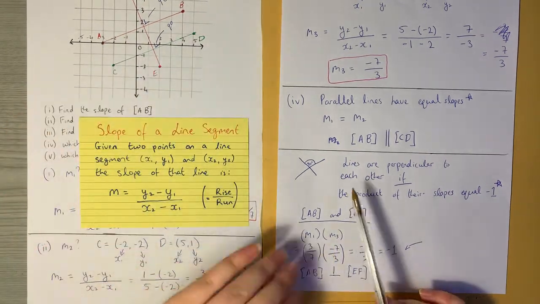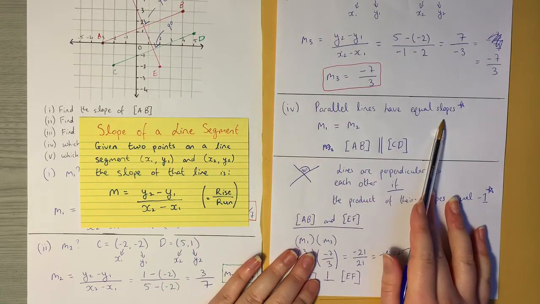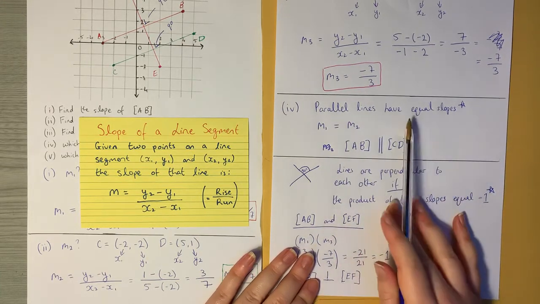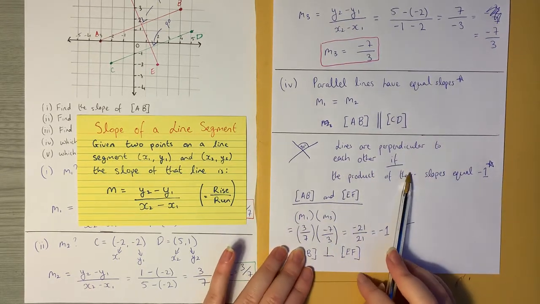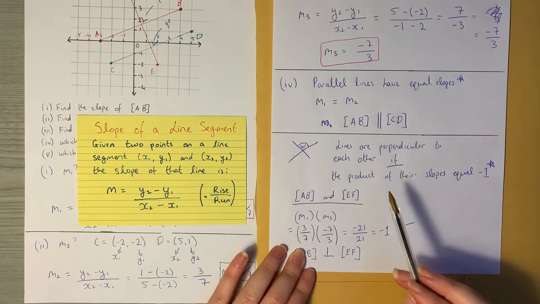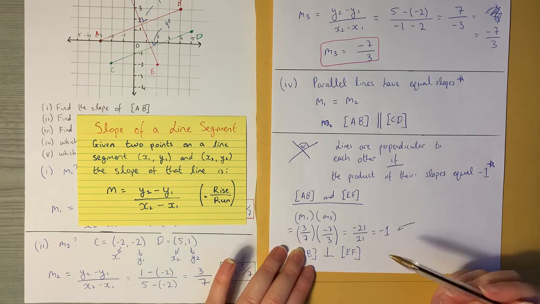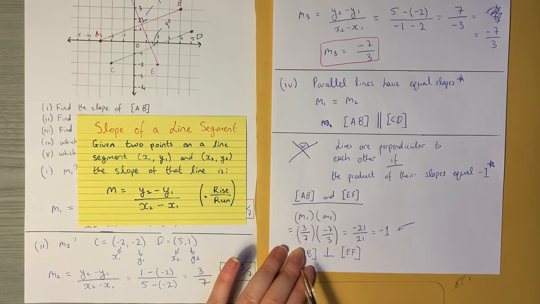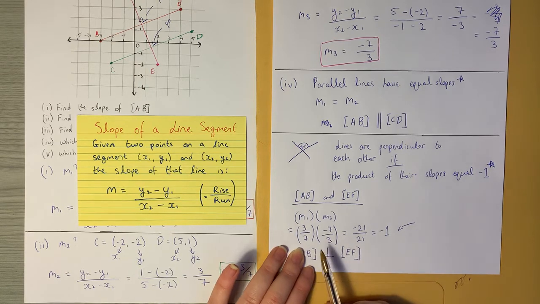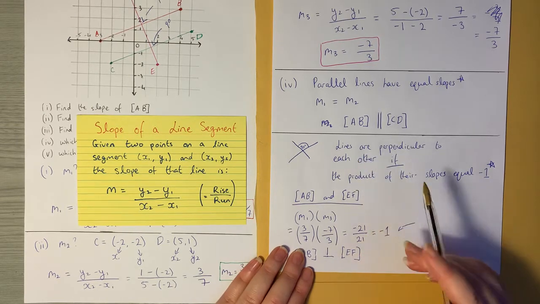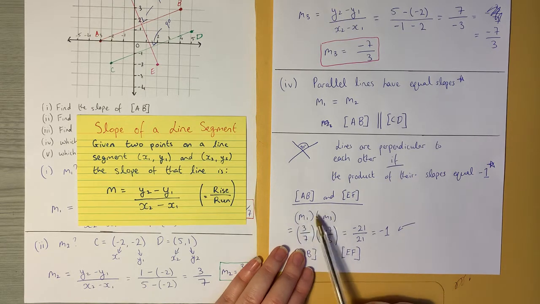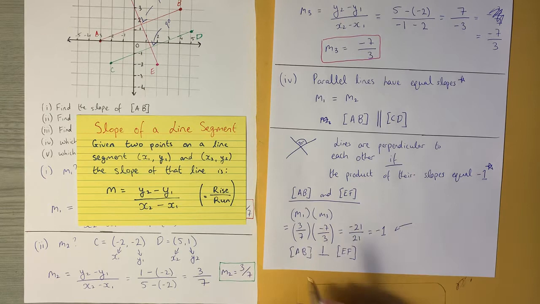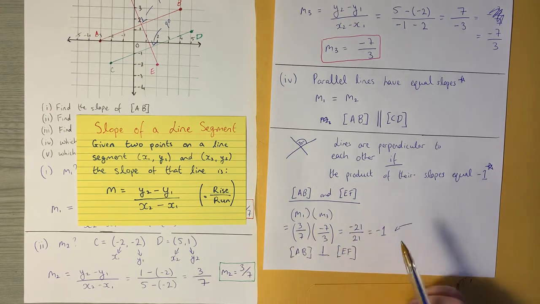Okay, second most important thing. Parallel lines have equal slopes. You want to show two lines are parallel, get their slopes, show they're equal. Last thing, you want to show two lines are perpendicular, calculate their slopes and multiply them together. If they are perpendicular, so if they cross each other at 90 degrees, their product should be minus 1. If you don't get minus 1, that means that the lines are not perpendicular. So likewise, if you're asked to prove that two lines are not perpendicular, you again get their slopes, multiply them together, and show that it is not equal to minus 1. That's how you show two lines are not perpendicular.